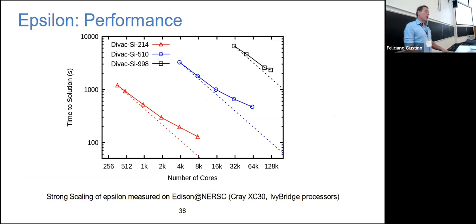Now, here is some of the performance. I told you about the capability to exploit the non-blocking cyclic communication to leverage massive parallelization. Here is shown the strong scaling measured on Edison at NERSC for three different systems of increasing size, silicon divacancy again, with 214, 510, and 998 atoms. You can see that we can exploit strong scaling over a wide range of nodes, up to 100,000 cores, depending on the system size, and also achieve excellent time to solution, of the order of tens of minutes.